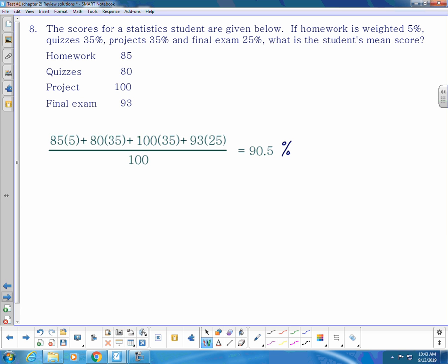Do you have a preference if you want us to do it with a decimal or? I do not care. It doesn't matter to me how you want to do your work. Just know that that's going to be it. Okay? All right.